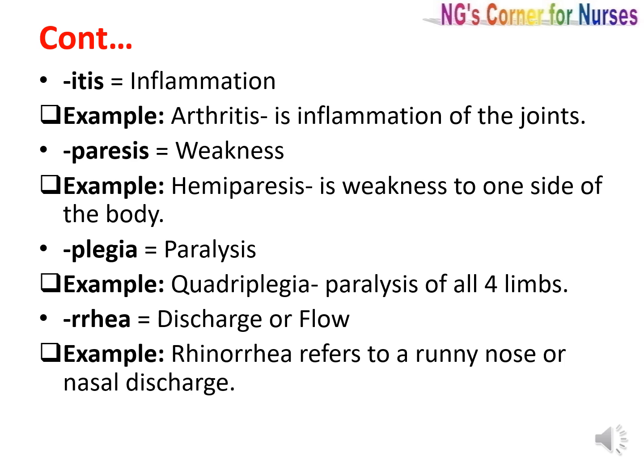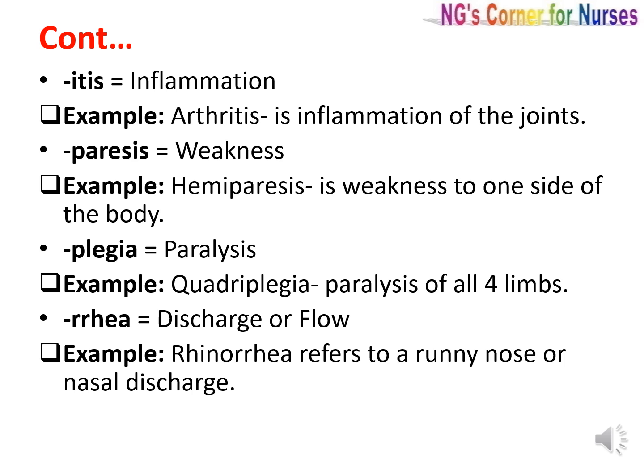Next is paresis. Paresis means weakness. As an example, we can say hemiparesis. Hemi means half and paresis means weakness. So, hemiparesis is weakness to one side of the body.